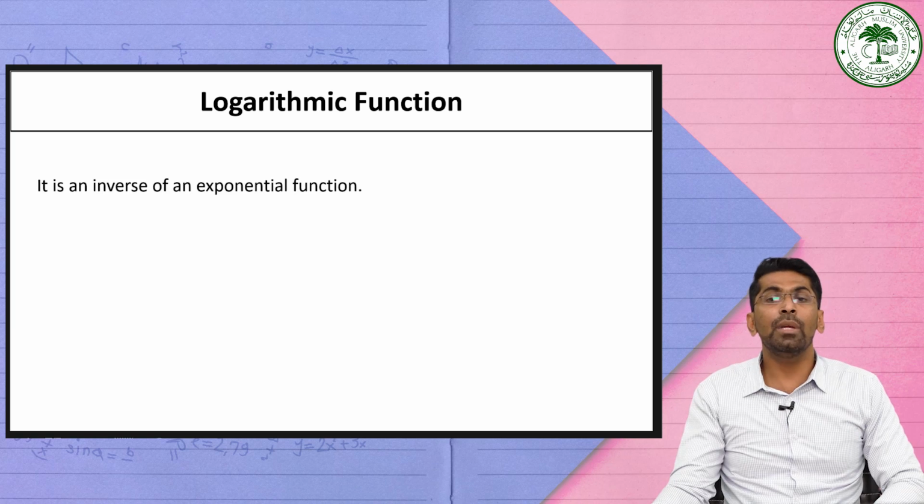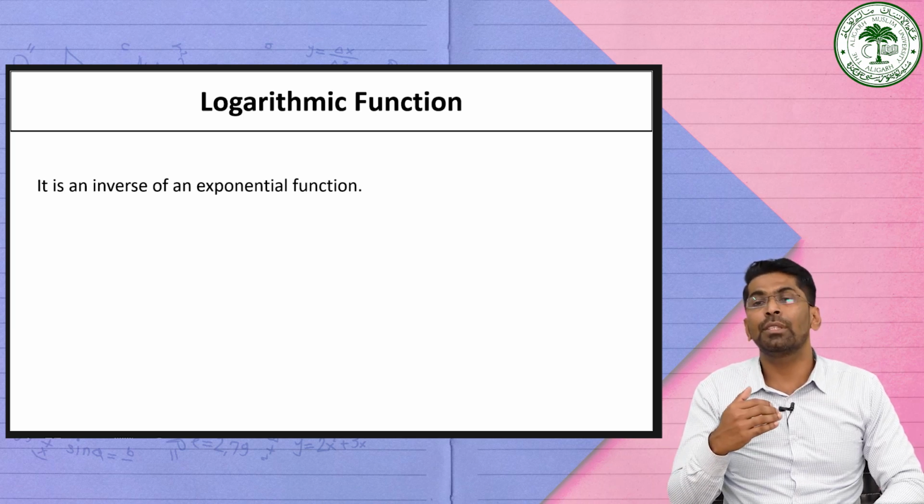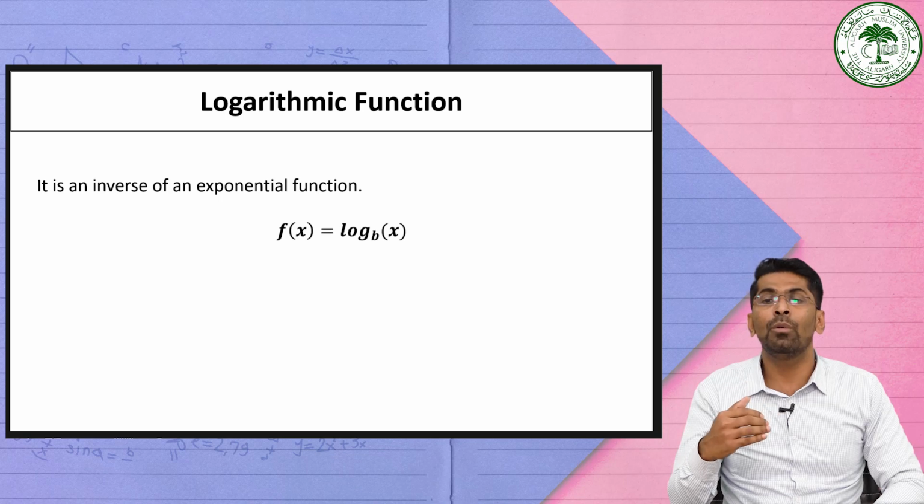See, a logarithmic function is an inverse of an exponential function. It is generally known as the inverse of the exponential function. The general form of a logarithmic function is f of x equals log base b of x. Here f of x is the output or dependent variable, and x is the independent variable. b is the base of the logarithm, and log b of x represents the logarithm of x to the base of b.